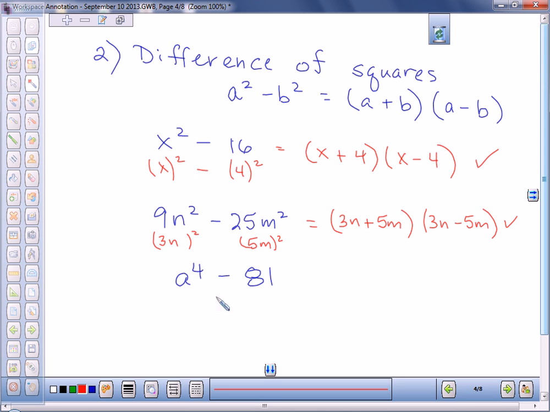Okay. Is a to the 4th a perfect square? Yeah, because a squared is being squared, isn't it? Is 81 a perfect square? Certainly. Yeah. All right, you guys factor that one.